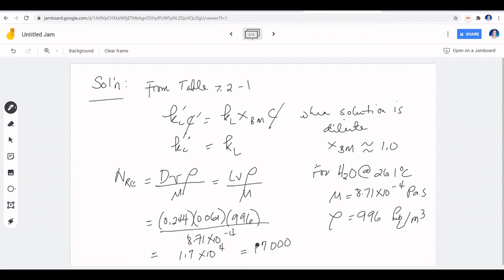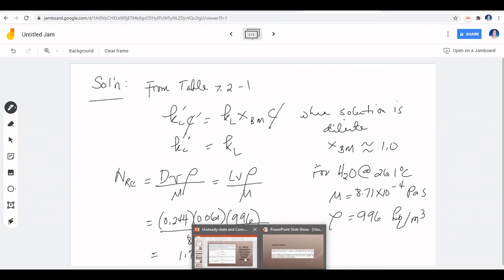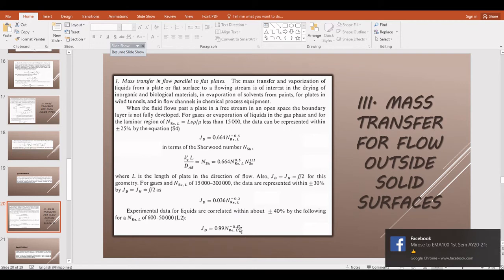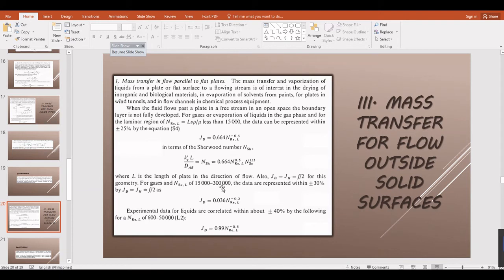So in that case, if it's 17,000 for the Reynolds number, I'd like to go back to our slide and check where this value of Reynolds number falls. So this one is for 15,000 to 300,000, and the formula that you have for this is for gases. This is not a gas problem because what we have is benzoic acid. It's a liquid, so we're not going to use that.